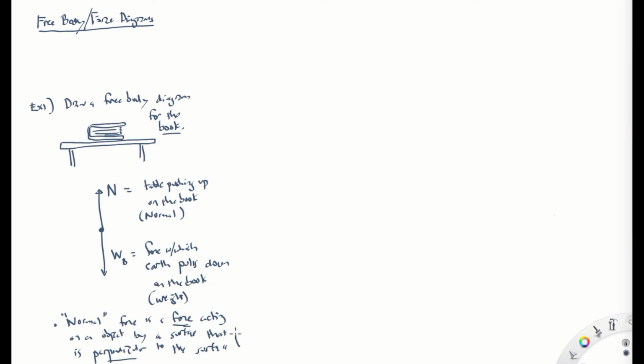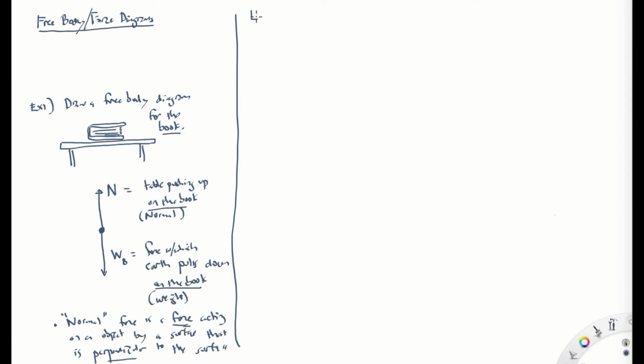All right, so that's a simple example of a free body diagram. This dot represents the book. That's one force, and that's another force. This is the free body diagram for that book. Now, of course, there are other forces we could consider. The book is also pushing on the table, but that would be a separate free body diagram. Notice that both of these forces are acting on the book. These are forces that are trying to push on the book.